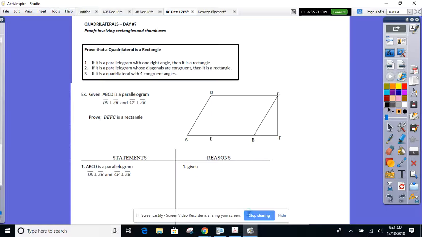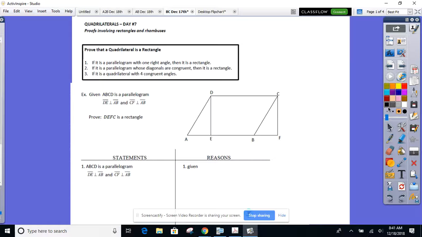Now, let's say you don't want to prove it's a parallelogram. Say, you know what, forget that, I'm too good for that. There is one and only one way you can go right from quadrilateral to rectangle, and that is that it has four congruent angles. Basically, it's the only way you can prove it's a rectangle without showing it's a parallelogram.